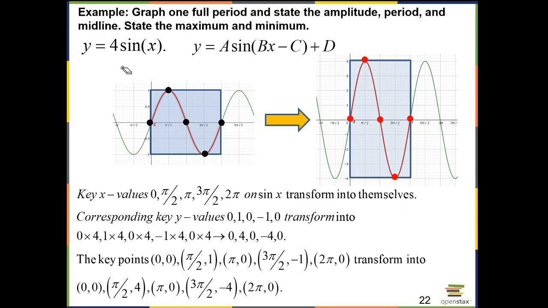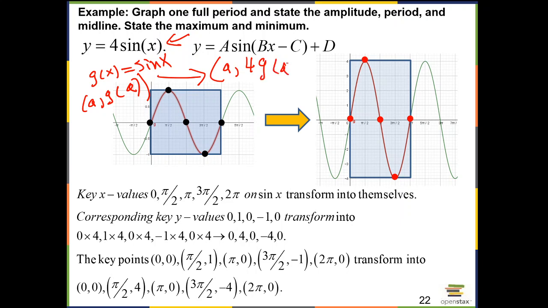And what happens to them? If you think of g of x to be sine x, that's the parent function. So a and g of a, under this transformation, transforms to a and 4g of a. So the x coordinates of these key points don't change, but the y coordinates are multiplied by 4. So here are the key points: 0, 0; pi over 2, 1; pi, 0; 3 pi over 2, -1; 2 pi, 0. What happens to them?